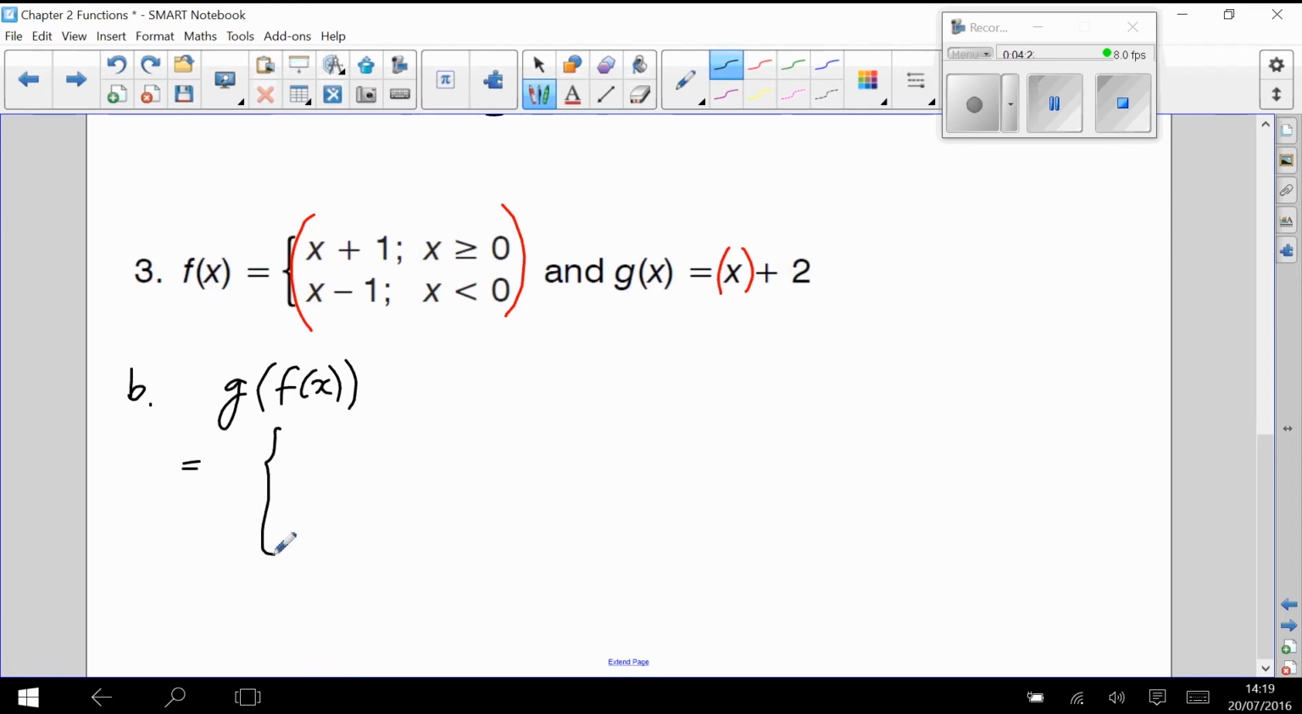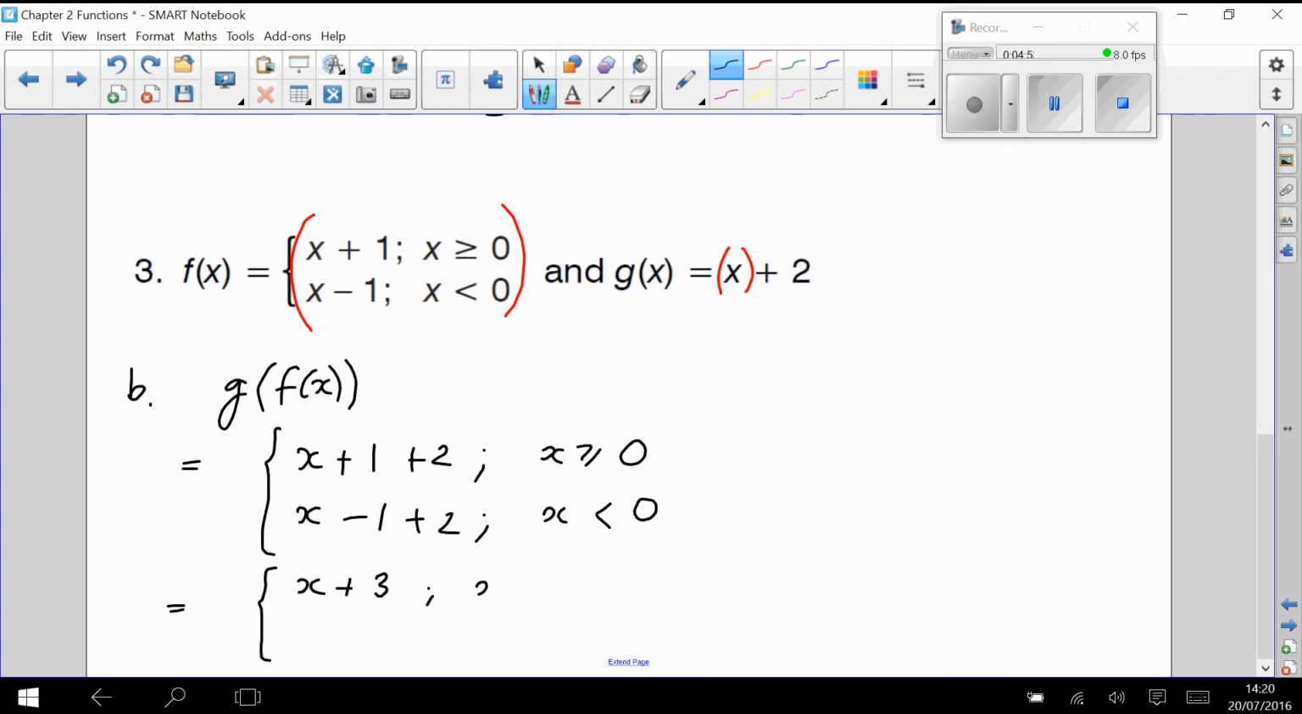I'm going to get all of f of x plus 2, which means for the first part, I'm going to have x plus 1 plus 2, but x is still going to be greater than or equal to 0. Or I'm going to have x minus 1 plus 2, and that is still going to be for when x is less than 0. So as I did with the previous example, all that remains now is for me to simplify these two expressions. I'm going to get x plus 3 for x greater than or equal to 0, and I'm going to get x plus 1, but this time for when x is going to be less than 0.